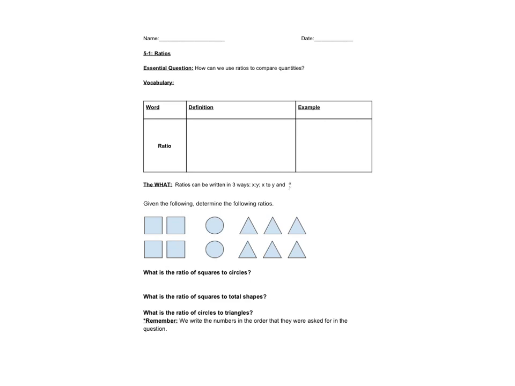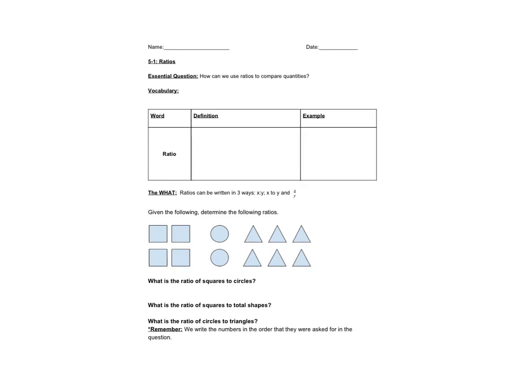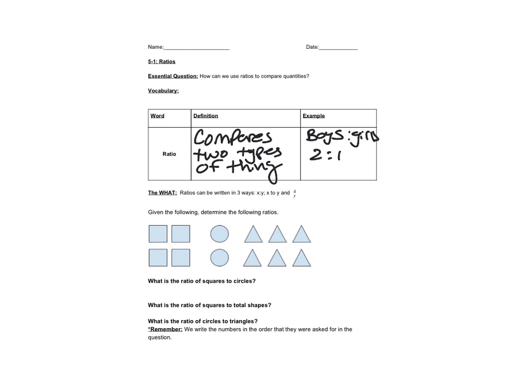Today we're going to talk about ratios. So we're just going to talk about what are ratios. Yesterday you should have watched a few videos introducing you to ratios. So basically a ratio compares two types of numbers or two types of objects. And this is with numbers. So, for example, like I said yesterday, I have two brothers. So the ratio of boys to girls in my family is 2 to 1.